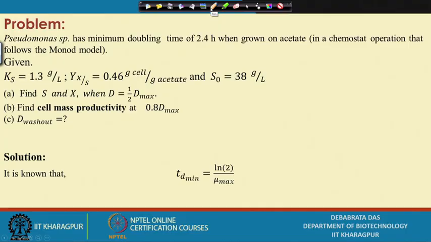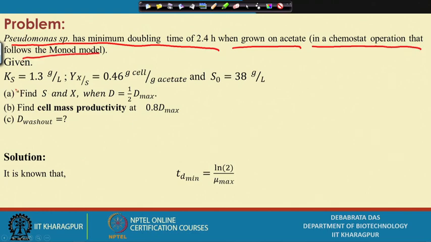So this problem deals with a Pseudomonas species, whose minimum doubling time is given, grown on acetate in a chemostat operation with the Monod parameters, and these are the different values, very simple things. What we want to know is what will be the value of x and s at the dilution rate D equal to half D max.